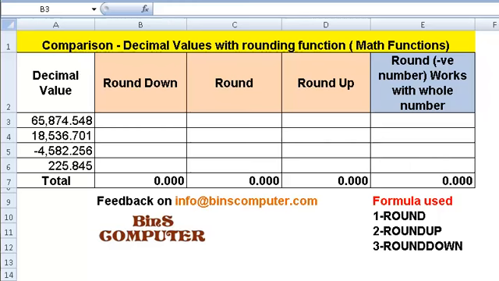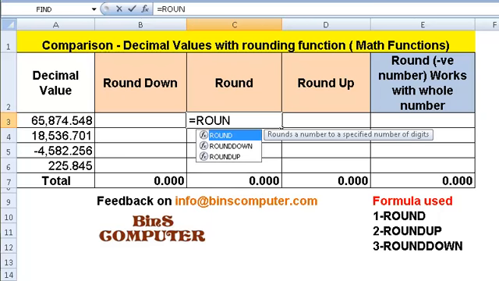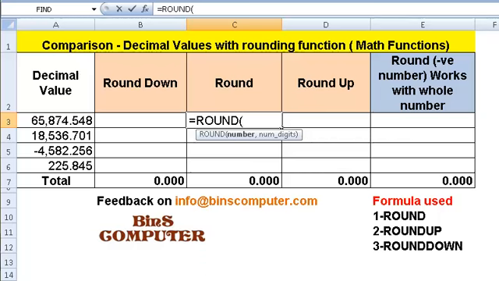Let's see the round function, which is going to be used by most of the accountants or the accounting firms. In this example, we are going to round the value which is available in column A. The round function has two parameters. One is the number and the second one is the number of digits to be rounded off. So the number is going to be A3 and I want to round this number up to 2 digits of my decimal value.